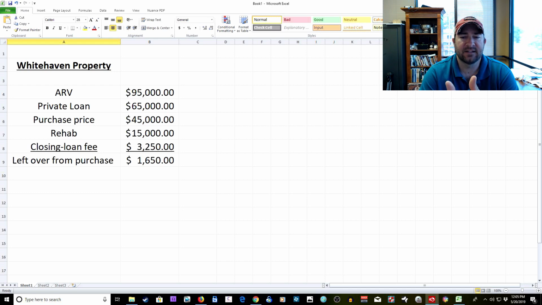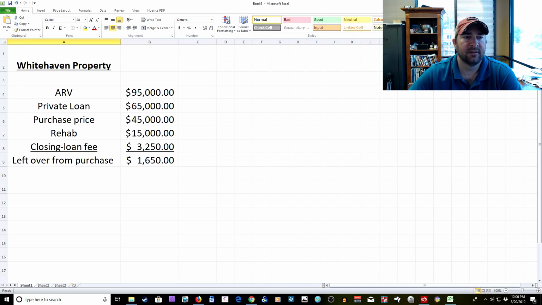I actually had $1,650 left over to apply to a potential overage on renovation. I actually use this money for my monthly interest only payments to the private lender. But with these numbers here, it's essentially showing you that I closed on this property with no money down. I found a good enough deal where my private lender felt comfortable and the numbers worked out. I actually want to show you what this property looked like.